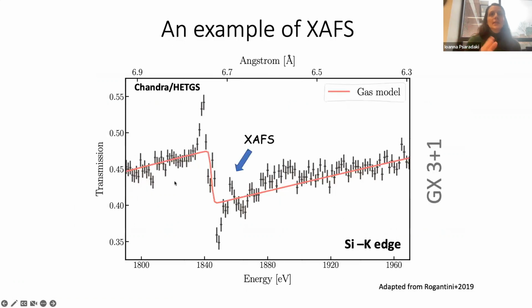So let's see an example on real data. This is a spectrum around the silicon K-edge, and you can see a gas model on top. And these wiggles around are basically X-ray absorption fine structures, and this is an indicator for our dust size distribution.